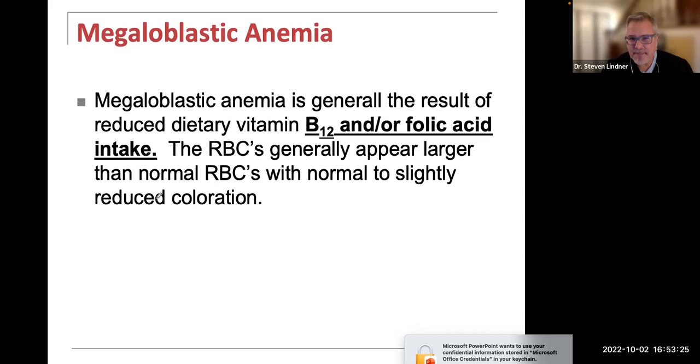Megaloblastic anemia is the result of reduced dietary B12 or folic acid. So you're looking at B12 or B9. This is when the red blood cell appears larger than normal red blood cells, which is megaloblastic, megalo, right, large, with normal to slightly reduced coloration. Whenever you have reduced coloration, they use the term hypochromic.